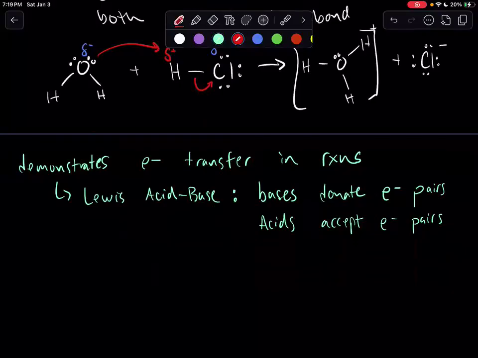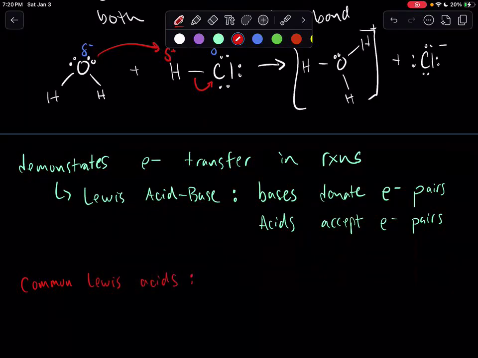Generally, when we're looking at our different acids and bases, we have some common Lewis acids that are good to keep in mind. The most common one is going to be H plus, the proton. It wants to accept electron pairs. We also have metal cations. Metal cations are where we need to use Lewis acid-base theory to explain their acidic behavior, as well as D block cations.